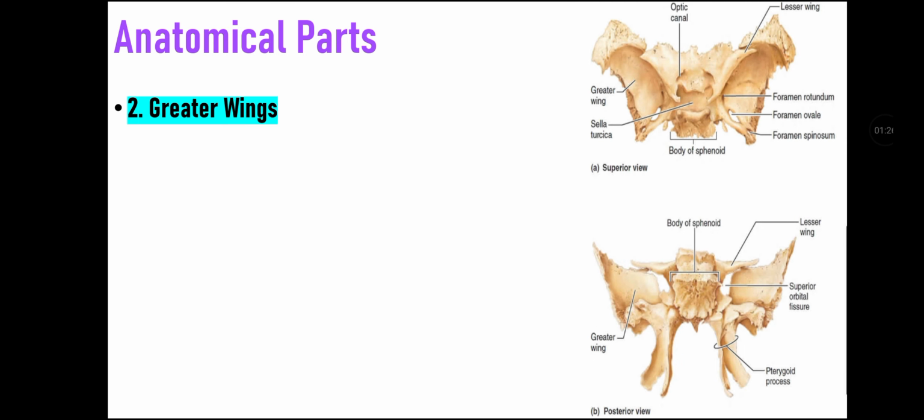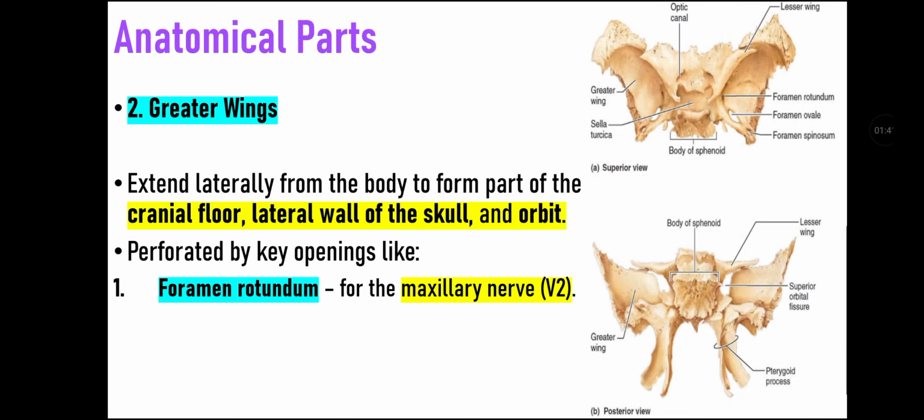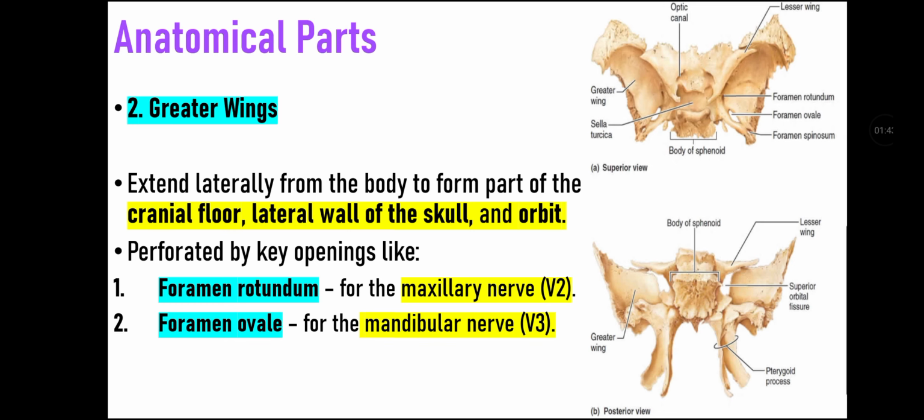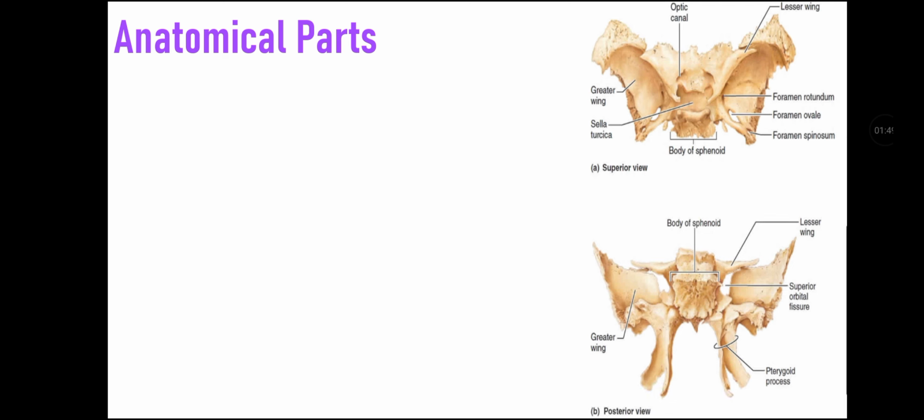Further talking about anatomical part, it has greater wing of sphenoid bone that extend laterally from the body to form part of cranial floor, lateral wall of skull, and orbit, as you can see in diagram number 1. It is perforated by key openings like foramen rotundum, that is for the maxillary nerve, foramen ovale, that is for the mandibular nerve, and foramen spinosum, that is for the middle meningeal artery.